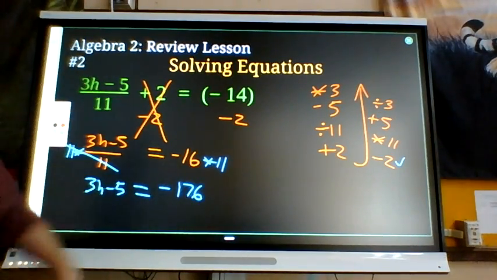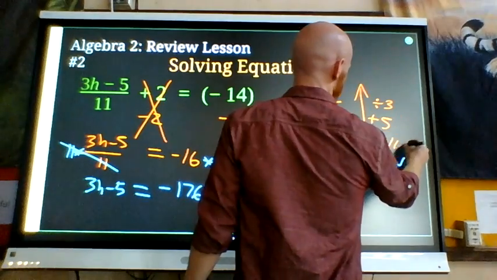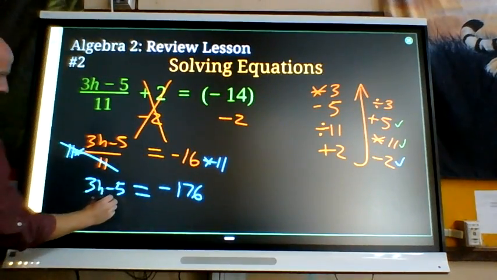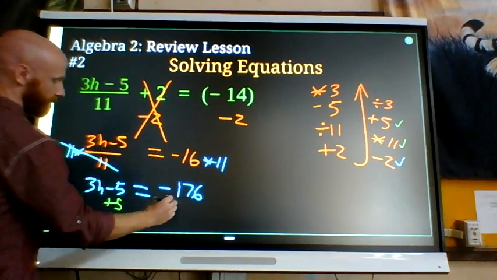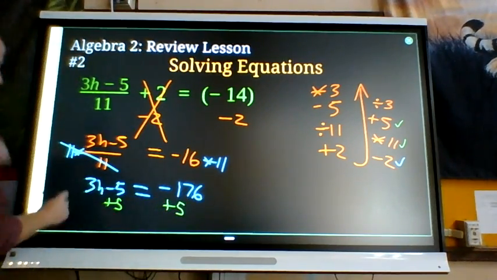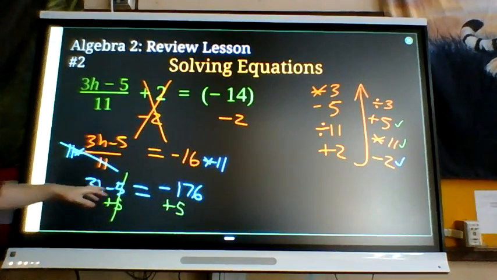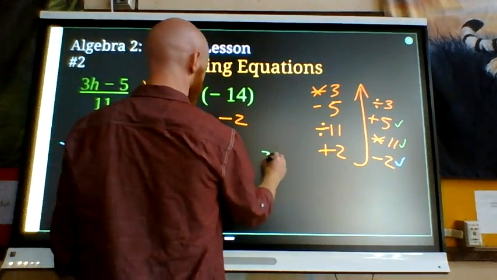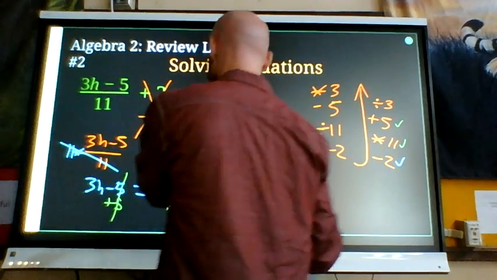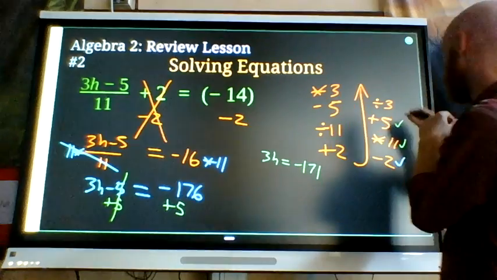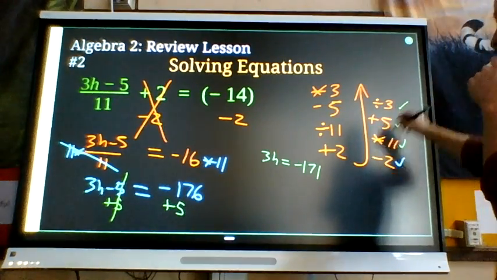Then add 5 to get rid of a minus 5. Add 5 over here to keep balance. 3h equals negative 171. Last move, divide by 3.